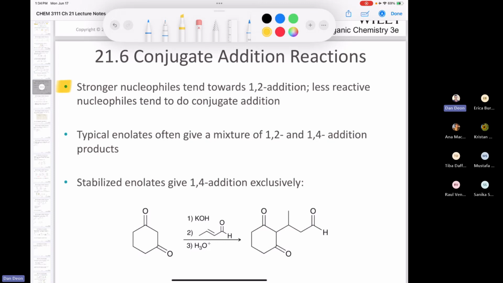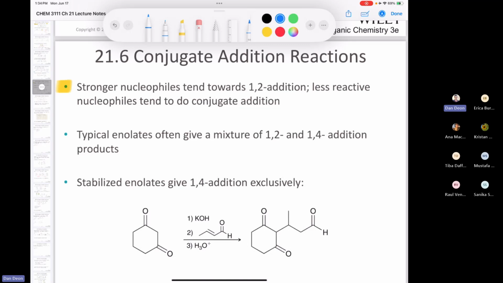He says, starting at the top, stronger nucleophiles, that would be like a Grignard, tend towards 1,2 addition, whereas less reactive nucleophiles tend towards conjugate addition. So if you use an enolate, how many times have we talked about enolates in this chapter? I don't know, maybe 100 times or more. Enolates actually give you a mixture of 1,2 and 1,4 products.